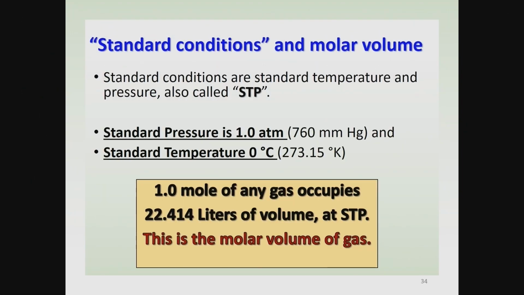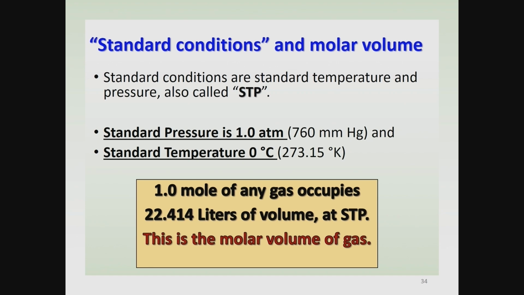Another thing you sort of need to understand is you're going to see problems where you may have to take a gas at initial conditions and then figure out what a property of the gas is at something called standard conditions. And so standard conditions are a particular pressure and a particular temperature. And so at standard conditions, the pressure of the gas must be average atmospheric pressure, which is 1.0 atmosphere, which is 760 millimeters of mercury. And the standard temperature would be 0 degrees Celsius, which is 273.15 degrees Kelvin.